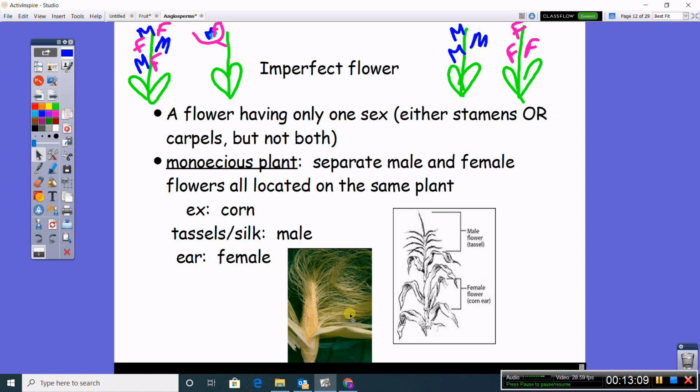Okay, so in corn, this top part that sticks out the top of the corn plant is from the male flower. And then the ear of corn that you eat is from the female flower, because the ear of corn is your fruit and the kernels are your seeds. So corn is an example of a monoecious plant because it has male and female flowers on the same plant.